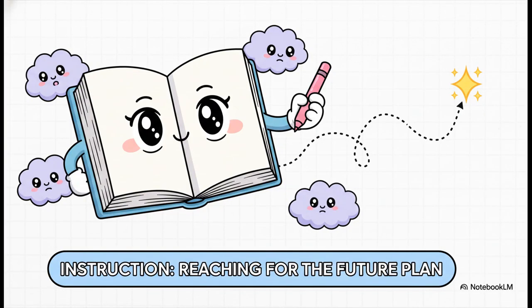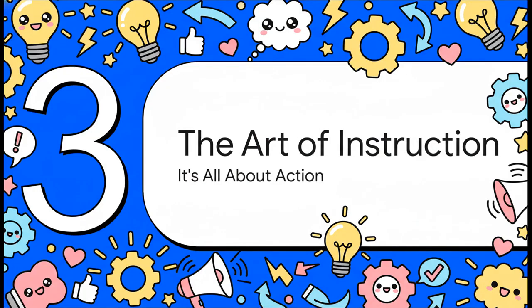Now, each of these text types has its own job, but instruction is totally unique. It is the only one whose main goal is to reach out from the page or the screen and directly plan what you, the person receiving the message, are going to do next. Okay, so we've arrived at our main event, the instructive text. This is where language really gets to work in the real world, causing things to actually happen. Its entire reason for existing is to spark action.